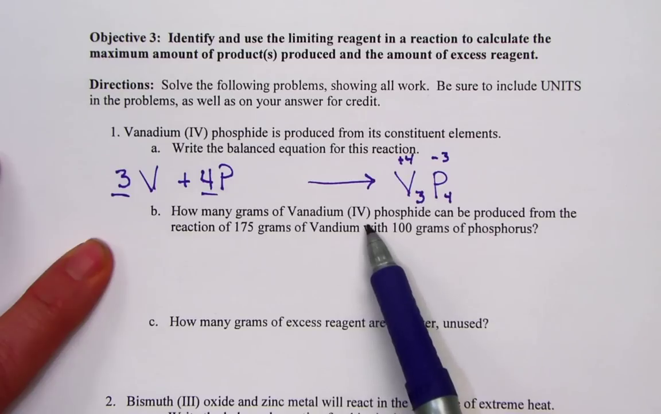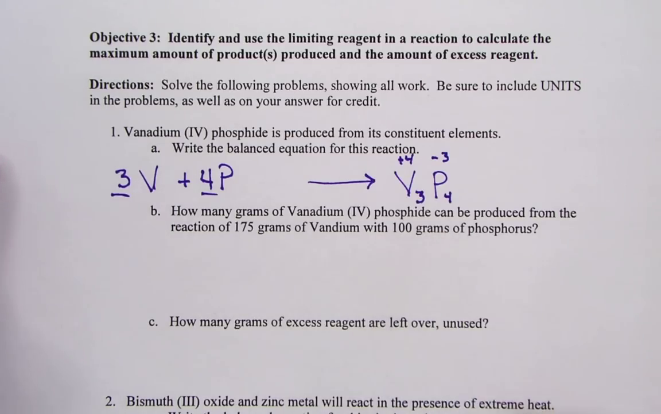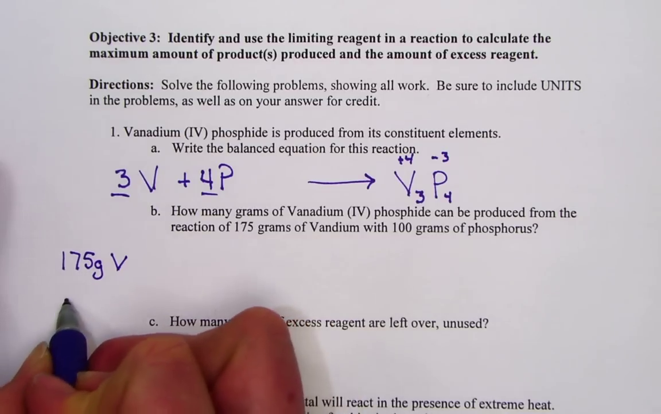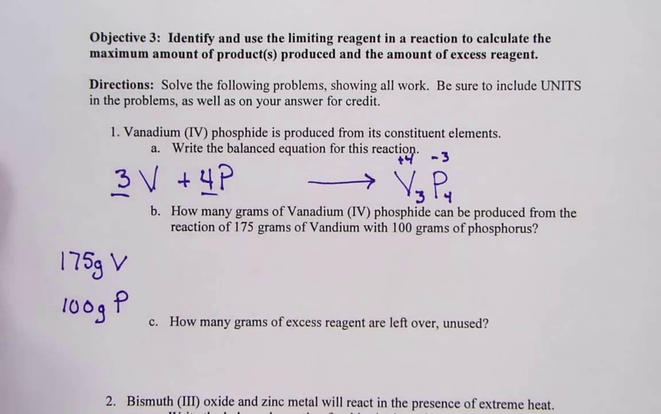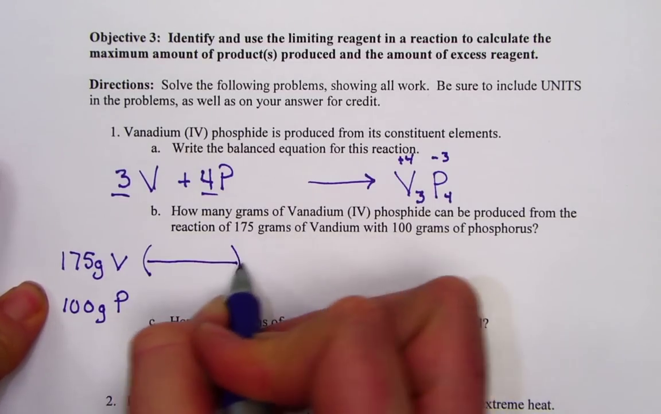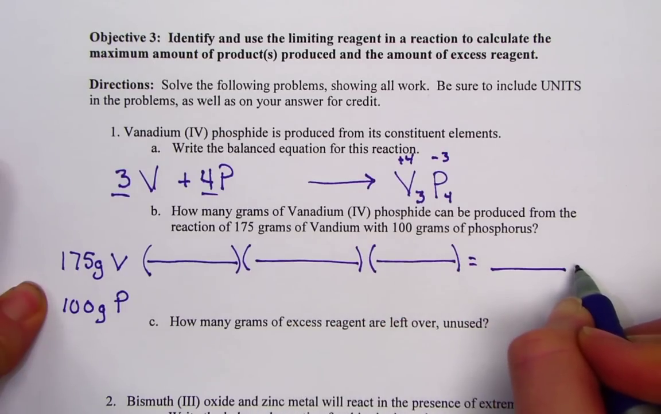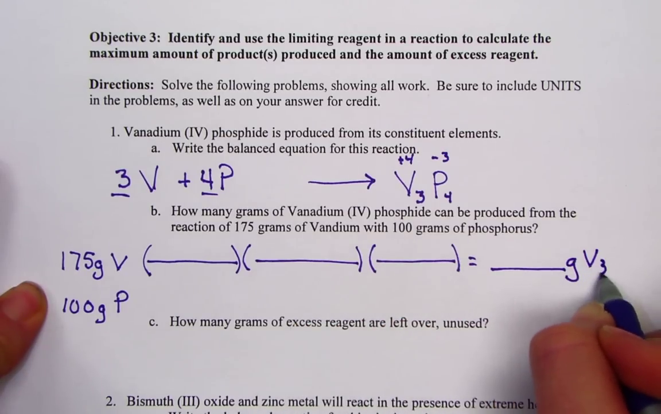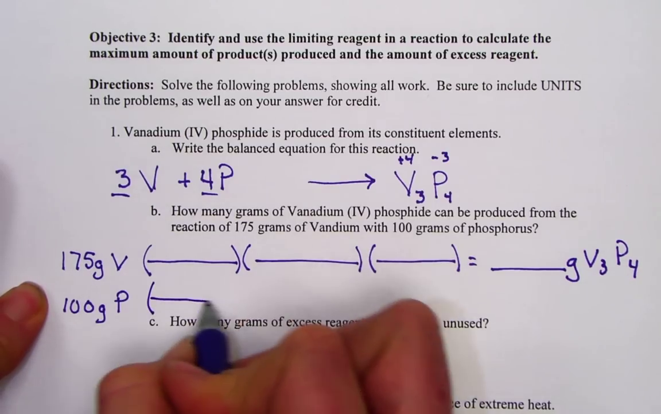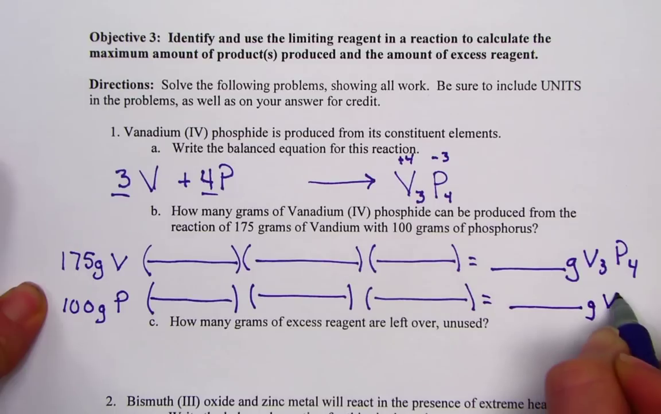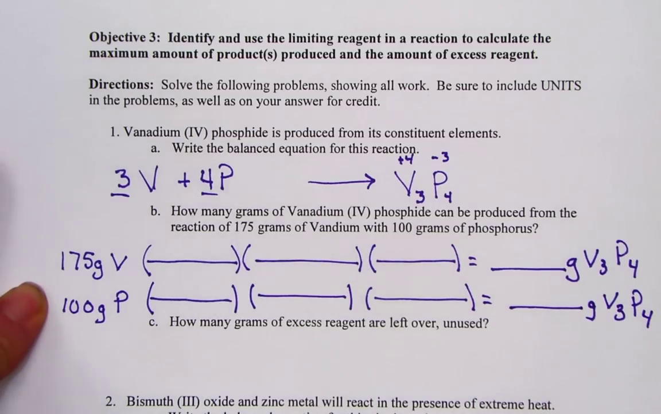How many grams of vanadium(IV) phosphide can be produced from the reaction of 175 grams of vanadium and 100 grams of phosphorus? Since we are given information about both reactants, we know it's a limiting reagent problem. The target is our product. We'd like to know the maximum yield of V3P4 in a gram unit. I'll get my 3-step parentheses ready for the stoichiometry journey, knowing we have the same target, grams of V3P4.